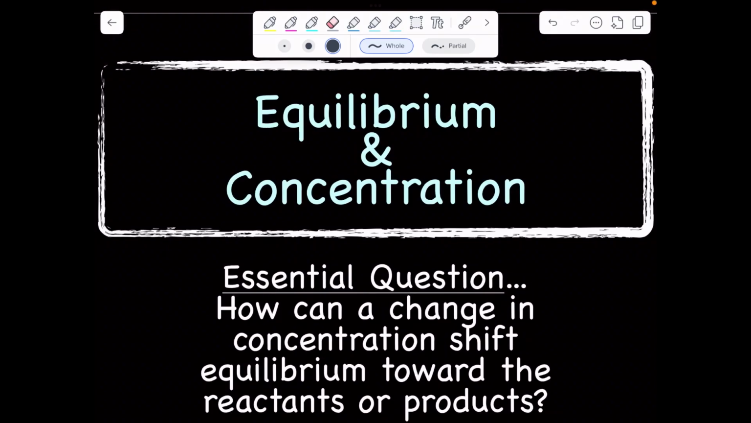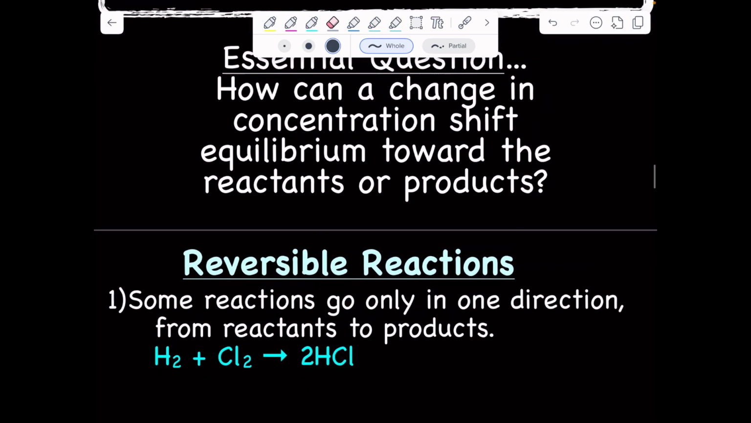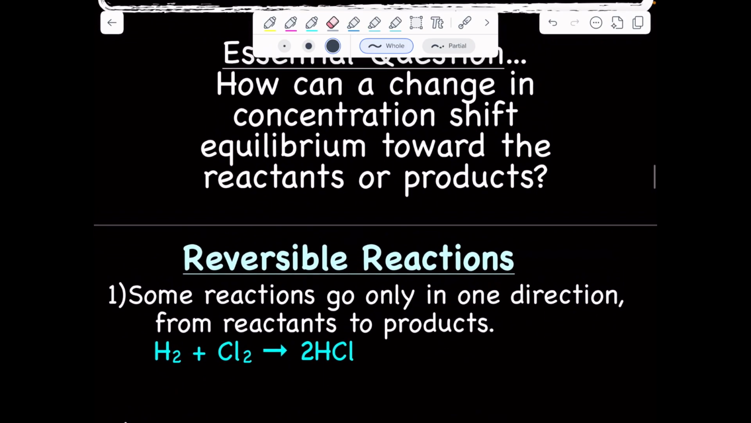This is Miss Moore, and today during chemistry, we're going to discuss equilibrium and concentration. So today's essential question: how can a change in concentration shift equilibrium toward the reactants or the products? Before we can even talk about the essential question, though, we need to talk about what in the world is equilibrium. So when we're talking about equilibrium, we're going to be using a reversible reaction.